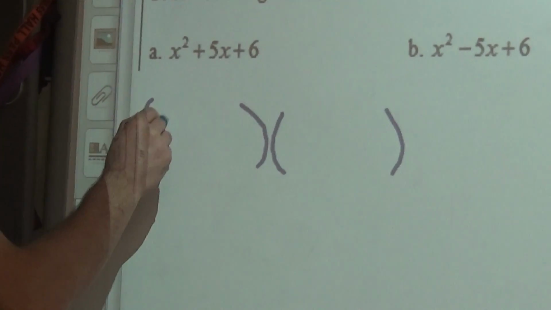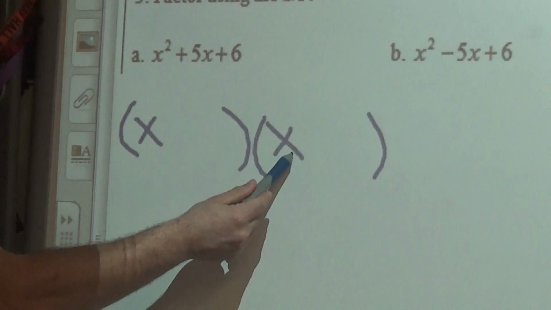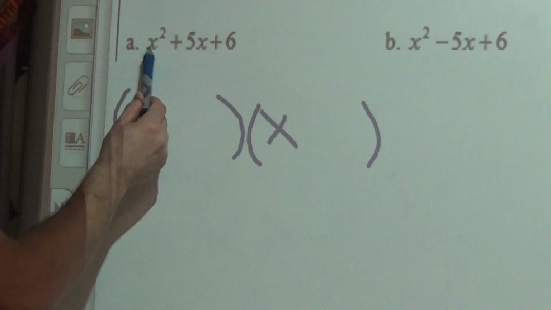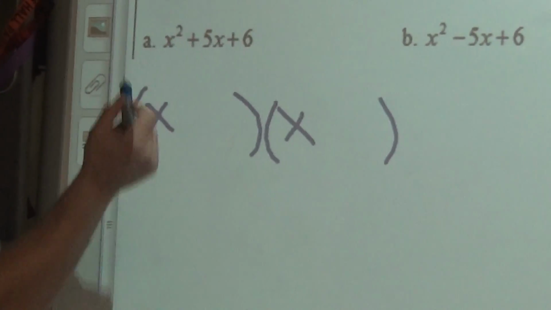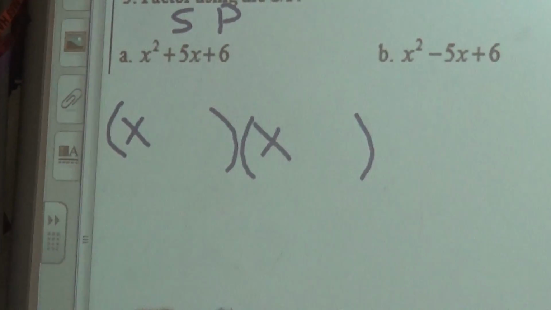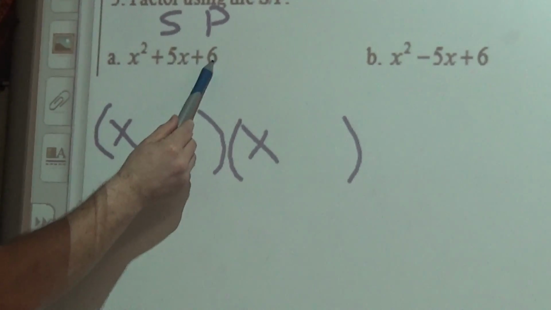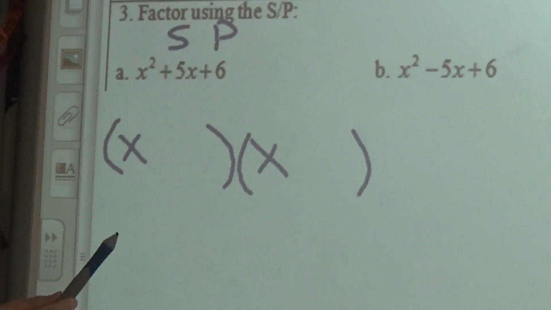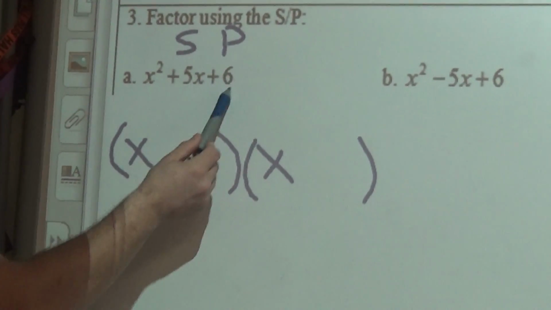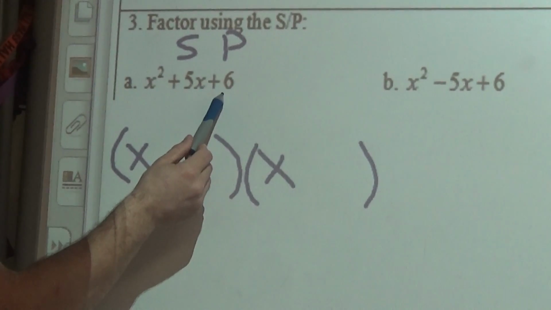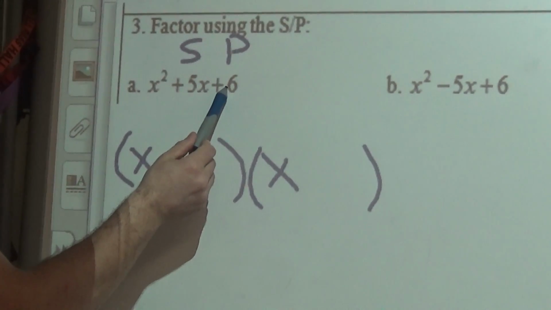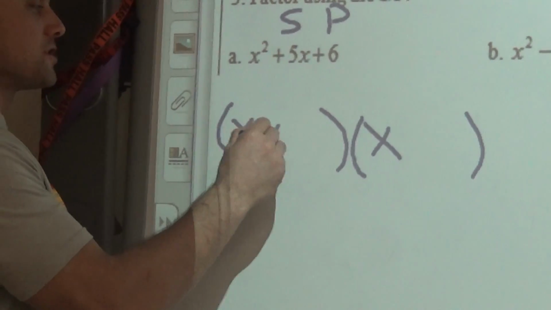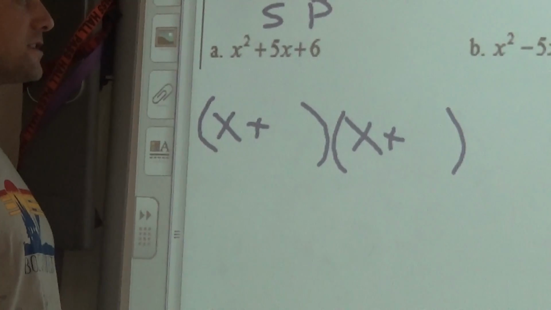Now, we know that here and here, this is always x, because if we were to multiply this back, the x times x would give me x squared. So what we're trying to figure out is sum product, what multiplies to 6 and adds to 5. So let's make sure we remember our signs here. If it multiplies to a positive number, the signs have to be the same. So either plus plus or minus minus. Then we see it adds to a positive, so that should tell us our signs are both positive.